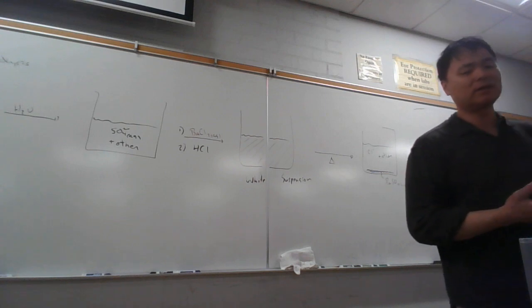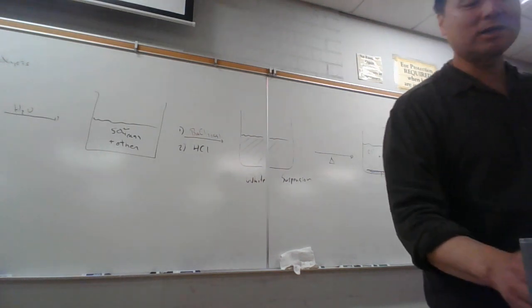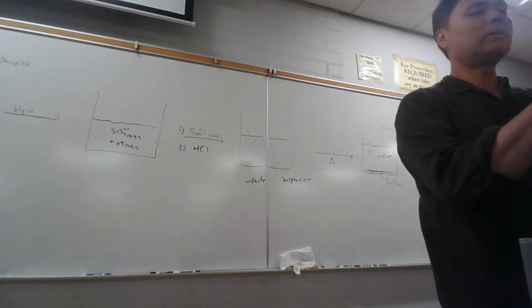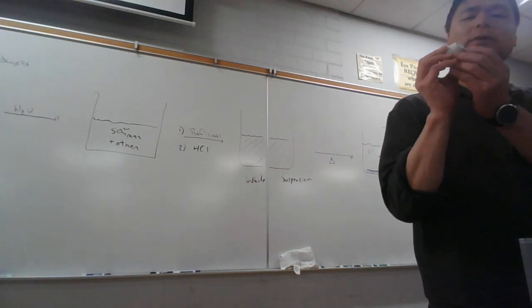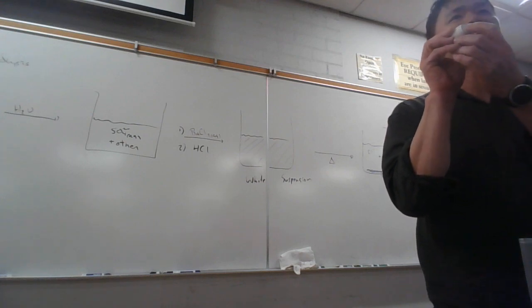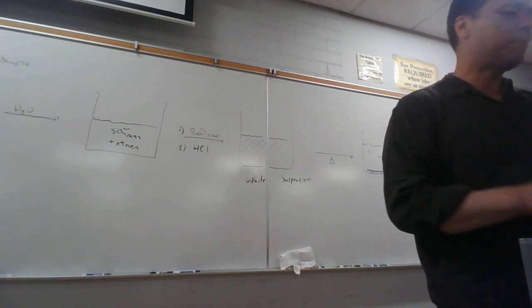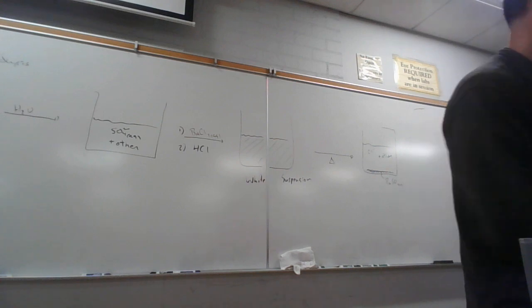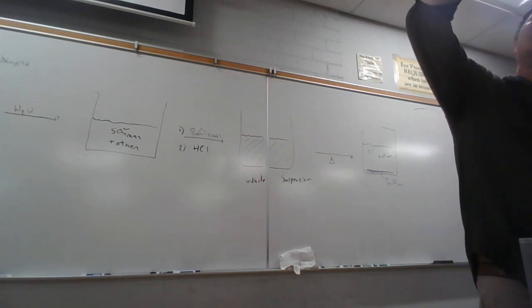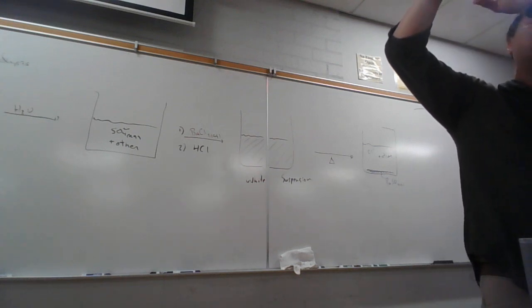We can do gravitational filtration. But we aren't even going to use paper. We're going to use these. These have a little what we call fritted disc on the bottom of this. This is a glass disc which is porous. If I pour water in here, and watch the bottom of this. It's not even wet yet.